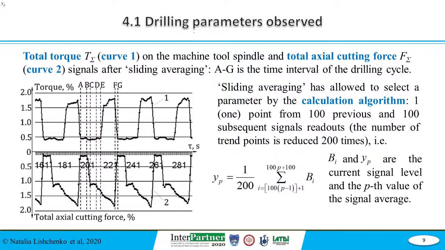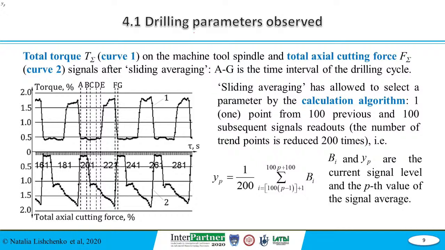After the so-called sliding averaging, letters AG mean the time interval of the drilling cycle. Sliding averaging has allowed to select a parameter by the calculation algorithm. I mean, 1 point from 100 previous and 100 subsequent signal readouts. As a result, the number of trend points is reduced 200 times. At the bottom, you can see the formula.